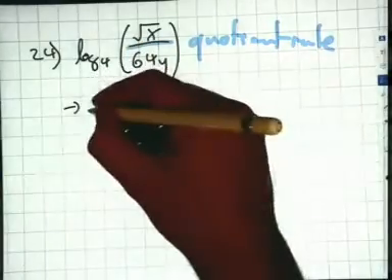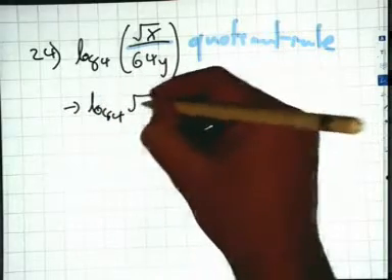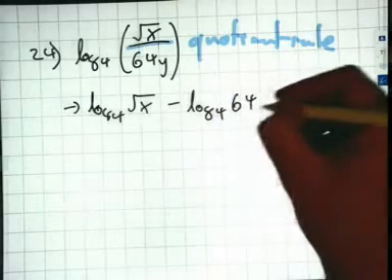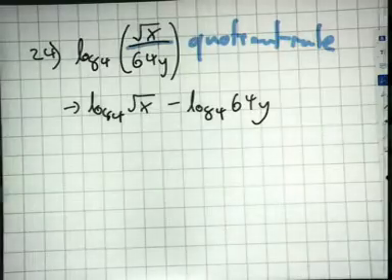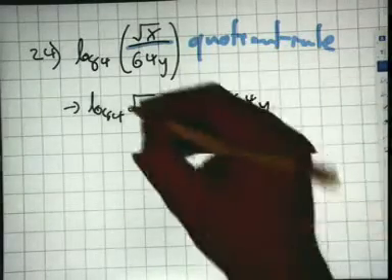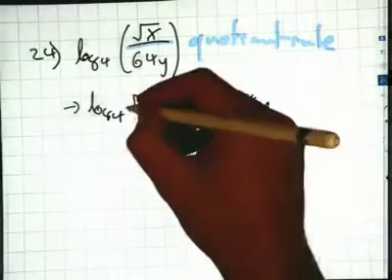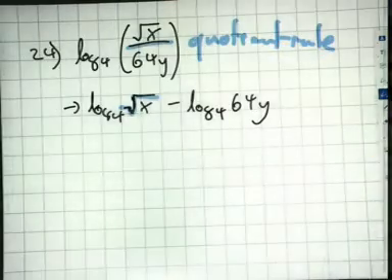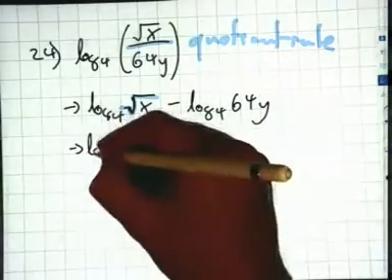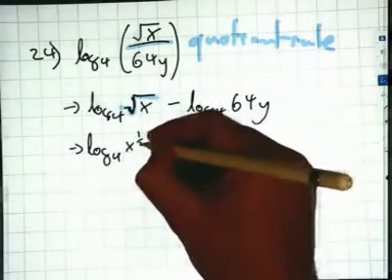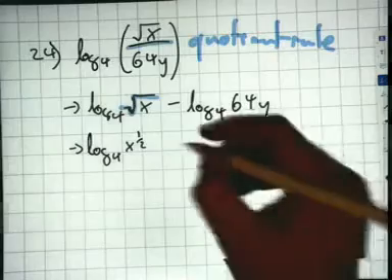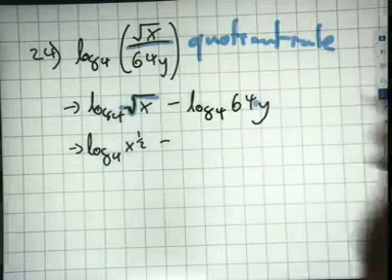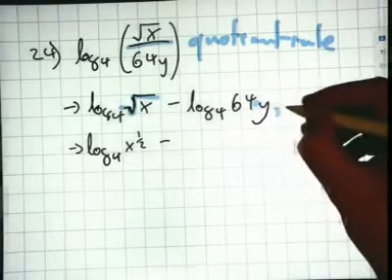So this becomes the log base 4 of the square root of x minus the log base 4 of 64y. I can rewrite the square root as an exponent, and because we have a multiplication there, we can use the product rule.